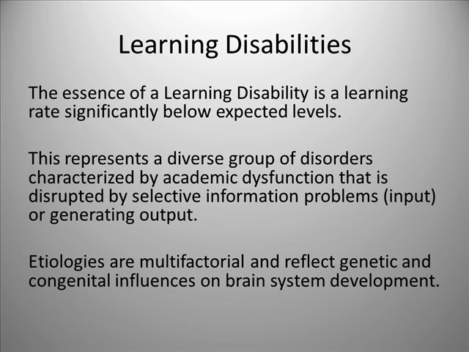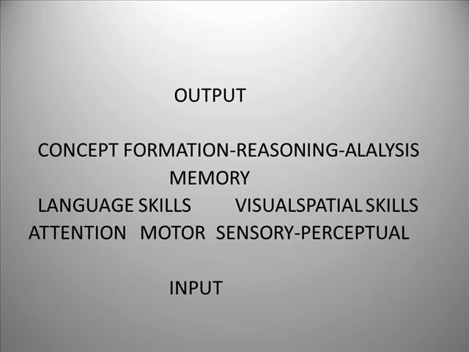So let's talk about LD per se. Some general statements. The essence of a learning disability is a learning rate that's significantly below expectations. We're not talking about garden variety underachievement here. We're talking about significant limitations in core academic skill competencies. For example, a youngster entering the 5th grade with 2nd grade reading ability is truly in dire straits. This represents a diverse group of disorders that are accompanied by selective information processing deficits.